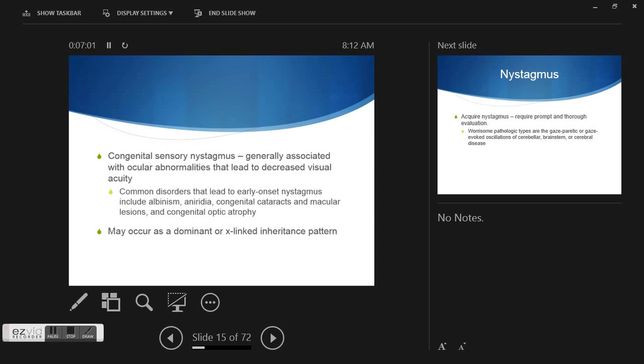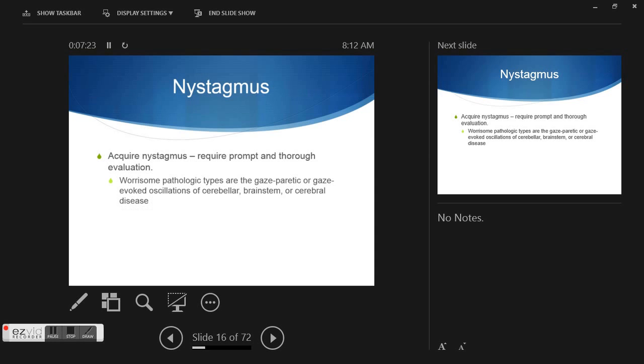Congenital sensory nystagmus is generally associated with ocular abnormalities that lead to decreased visual acuity. Common disorders that lead to early onset nystagmus include albinism, aniridia, congenital cataracts, and macular lesions, as well as congenital optic atrophy. And congenital sensory nystagmus can occur as a dominant or X-linked inheritance pattern.